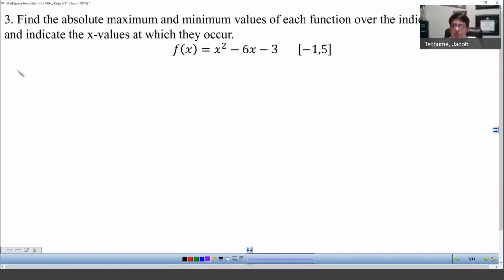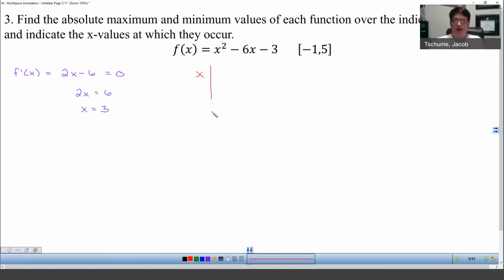So first thing I'm going to do is I need to find the derivative of my function. So that's f prime of x. That will be 2x minus 6. And I'm going to set that equal to 0 to find the critical values. If I add the 6 over to the right, that is 2x equals 6. And if I divide both sides by 2, that is x equals 3.